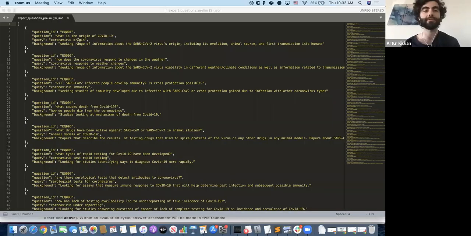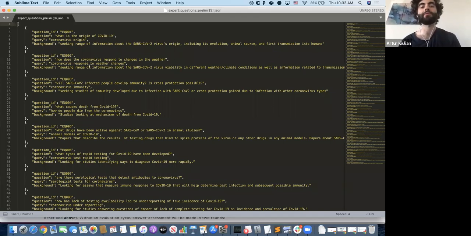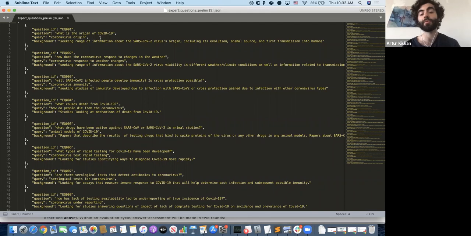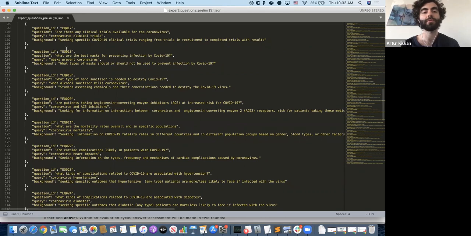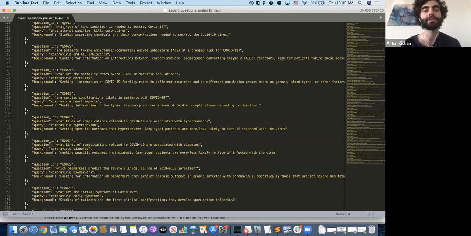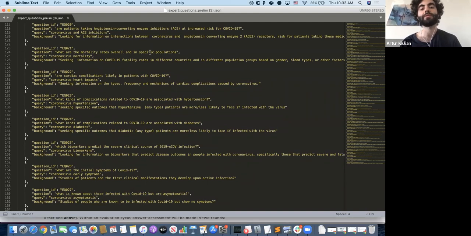And not sure if you guys had a chance to review the actual initial data set of questions. Maybe I'll bring those up in here just so we have something to look at. But the idea is that there is a broad set of questions, such as what is the origin of COVID-19? How does the coronavirus respond to the changes in weather? And these come from a group of researchers, I would imagine, that are trying to build a generalized model for Q&A purposes. But there are also more specific things, like what type of hand sanitizer is needed to destroy COVID-19, or what are the mortality rates overall in specific populations?